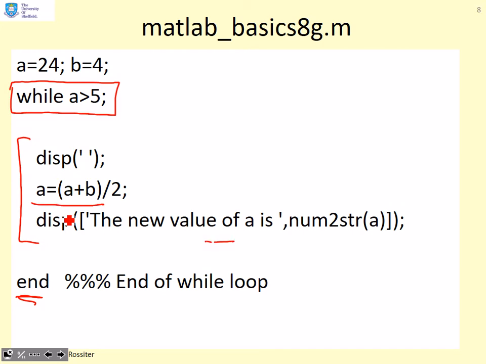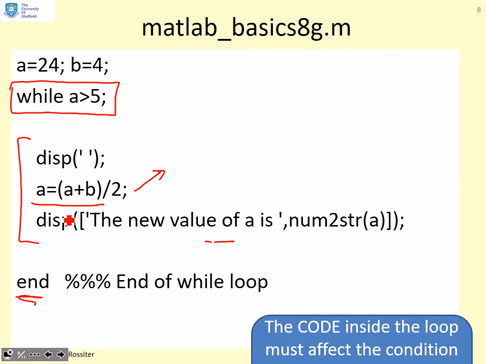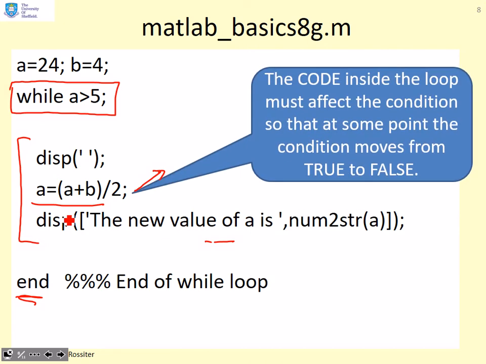Now you'll notice here this key point. Okay, the code inside the loop is affecting the condition. That is, A is being changed, which means that at some point this condition can fail. It can turn to false. So there's my key bit. I've got to make sure that the code inside is affecting this variable A, so it's therefore affecting that condition. We'll demonstrate this on MATLAB in a minute.